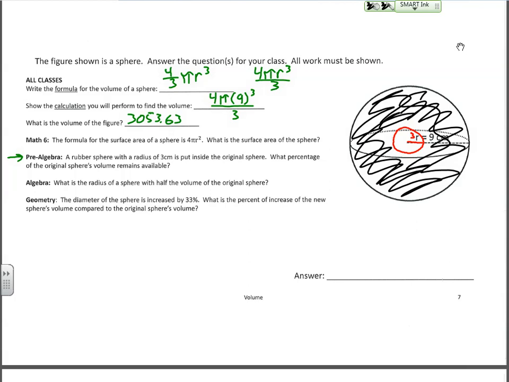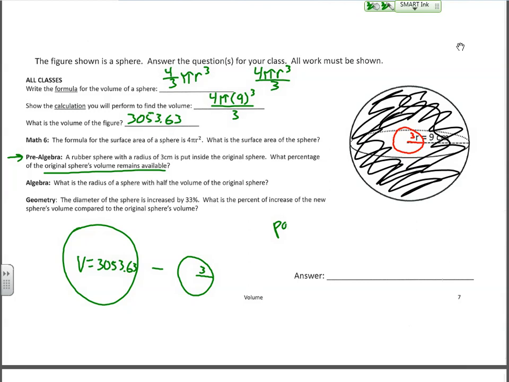So the game plan that we came up with in class was you need to find the volume of your original sphere, which we found to be 3,053.63, and you're going to subtract the volume of your smaller sphere that has that radius of 3. Looks like an angry Pac-Man or something with his mouth shut. But anyway, so the original sphere volume minus the volume of that smaller sphere, and then to find the percentage of the original sphere's volume that remains available.